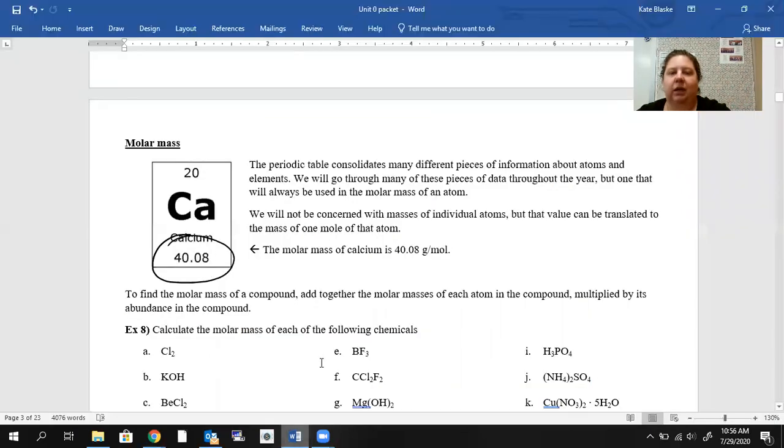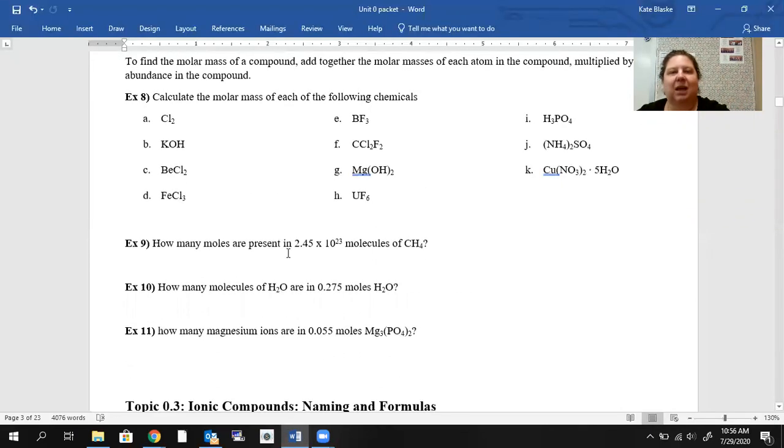So on your packet again, there's some practice doing molar mass. I would hope that this is something that you remember how to do. This is something that might look different to you. You might need to look that up to figure out how to handle that. And then a couple questions asking you to convert between moles and atoms or molecules using Avogadro's number. Again, these are things that we did a lot in first year chemistry. If this is something you need some help with or a refresher on, please let me know and I will help you out.